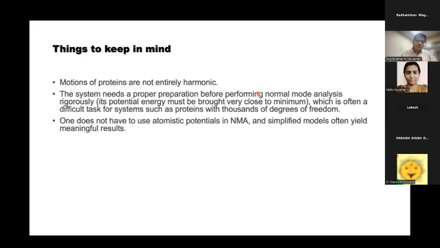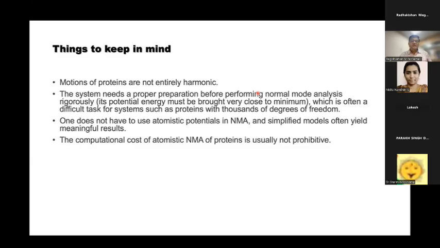Now, you don't look at the atom potentials or at the level of atoms in a normal mode analysis. It's a coarse-grained approach, so a simplified model. The downside of a simplified model is that some information is lost, so you have to keep this in mind. The computation cost is not prohibitive. It's very fast, but you lose some information.